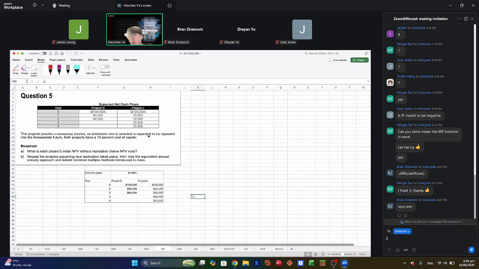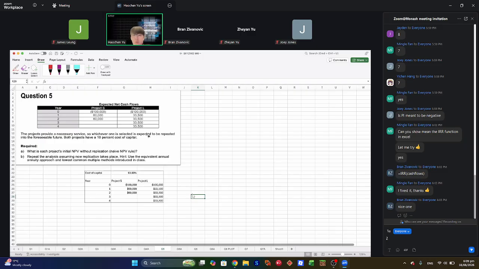Which means after I finish Project S for the first time, I can continue the project again. I can redo the project. And after I finish it for the second time, I can redo it for the third time. So I can just repeat all these projects again and again. That's the key assumption here.